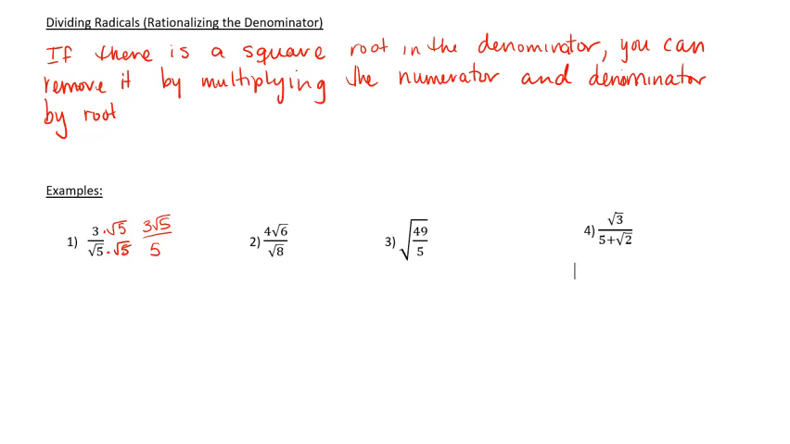One of the reasons for that is because now I can write that as 3/5 square roots of 5, and I can add it to other radicals. All right, so let's look at number 2.